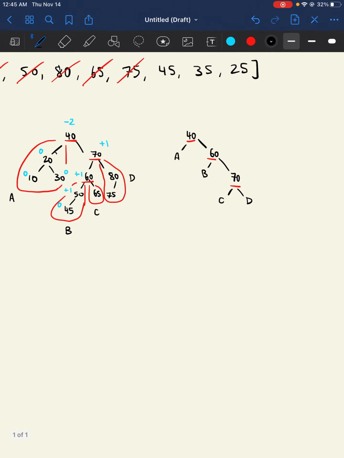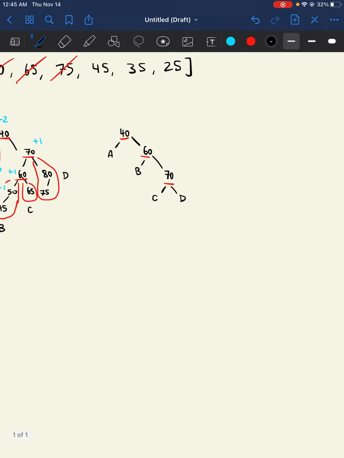And then this is still not done, so we still have to do one more rotation to fix this, which is that 40 is going to come down here. 60 is going to be up here. 70 is going to come down here. And let's see where the subtrees go. So after we do that rotation, 40 is going to have its children be A and B. 70 is going to have C and D.